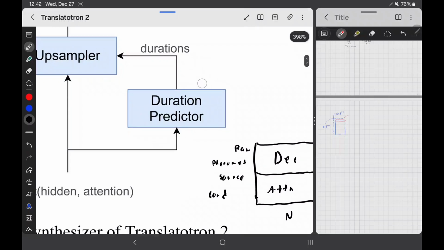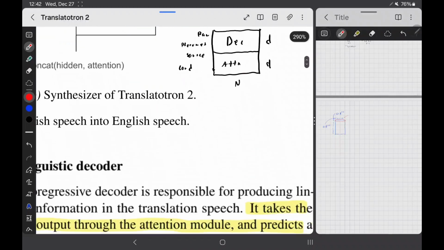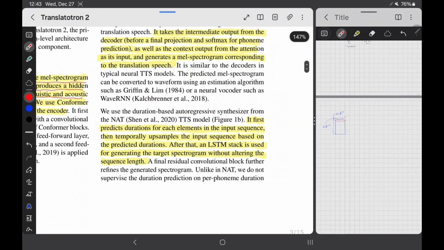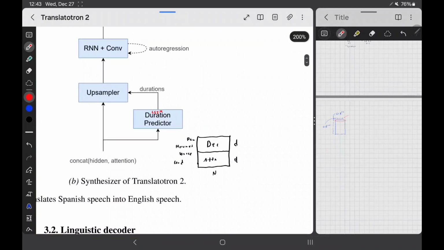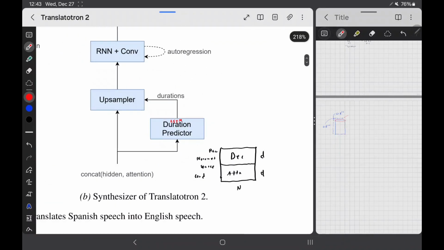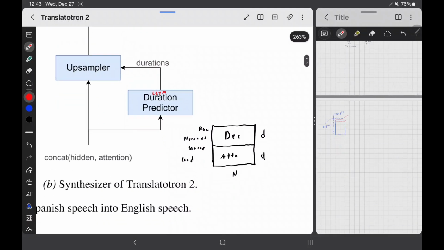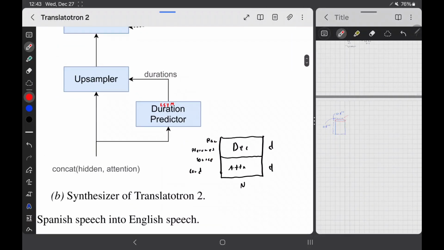You then have this duration predictor. This is just some fancy LSTM. They say that they use NAT. It specifically is made to not use attention. So if you're curious how the duration is predicted, they do that. But basically, you're predicting a duration for each phoneme in the sequence, and that basically says how long is this phoneme going to be spoken for. So you have some phoneme, and how long is the phoneme going to be said for.